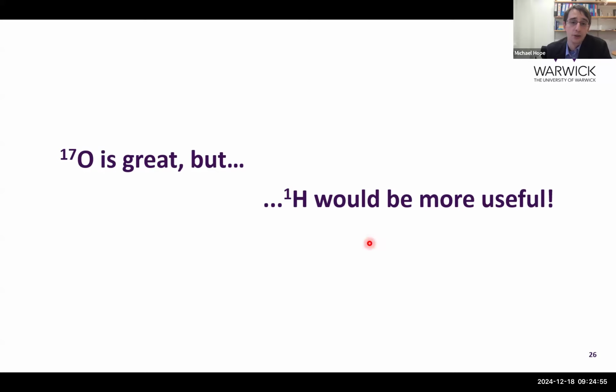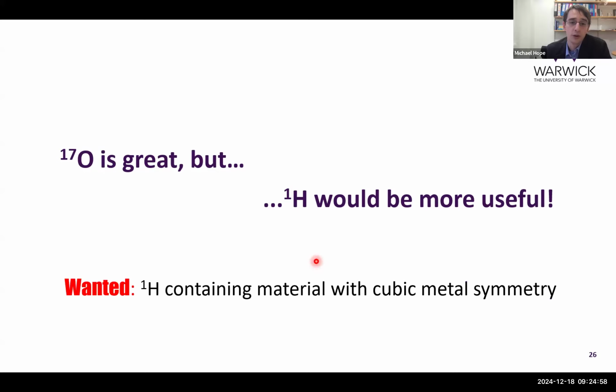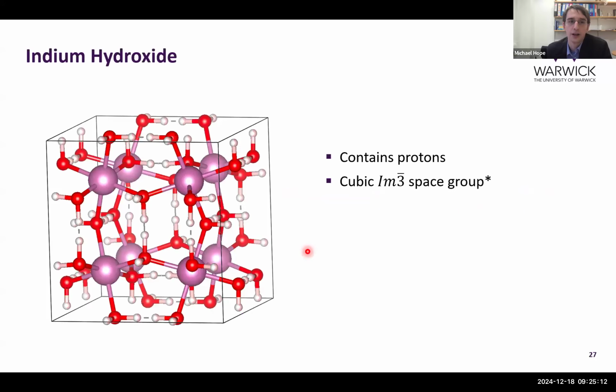And so we wanted to see whether we could use these design principles to get endogenous proton DNP. So what we wanted was a material that contains protons and that has a highly symmetric metal site. And so while we were searching for such a material, we came across indium hydroxide. Indium hydroxide contains protons, and the unit cell is cubic. And so that was why we started looking at it.